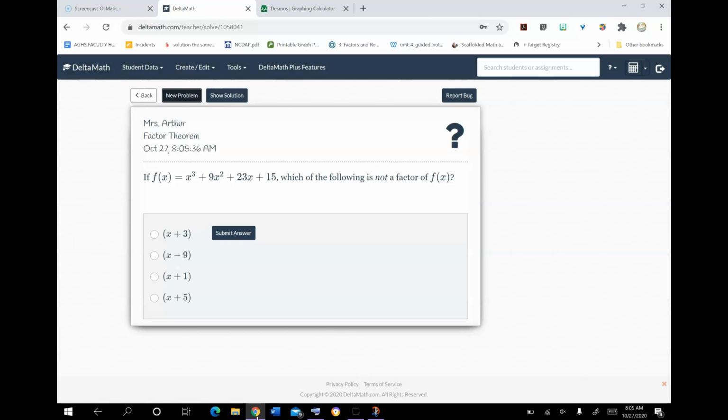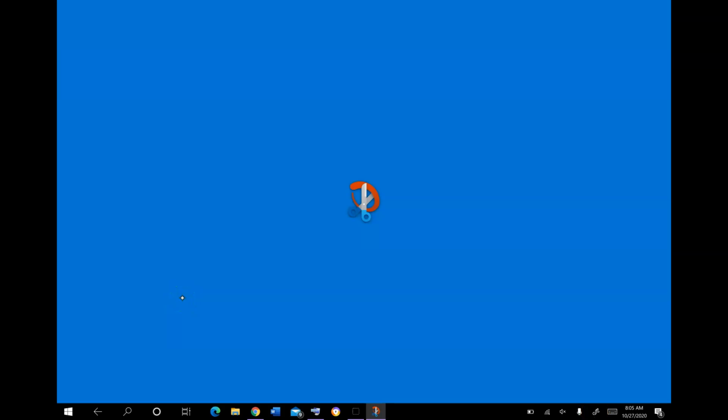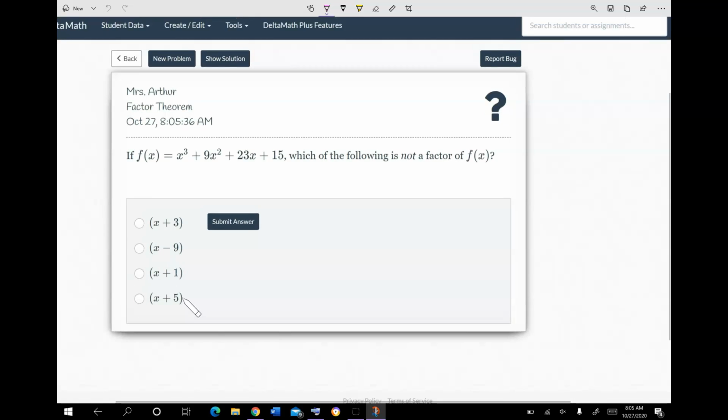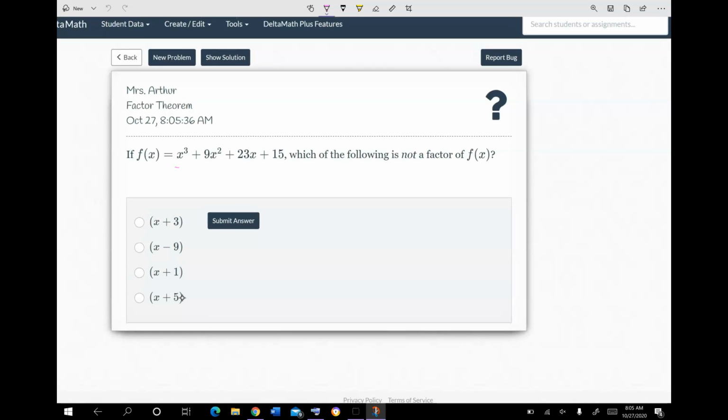All right, so it wants to know which of the following is not a factor. This one's another good one. It's saying which one of these is not a factor. That means 4 of them are factors and 1 of them is not. So I'm going to graph it, and where it crosses the x-axis is a factor. We're going to graph it and do a process of elimination.